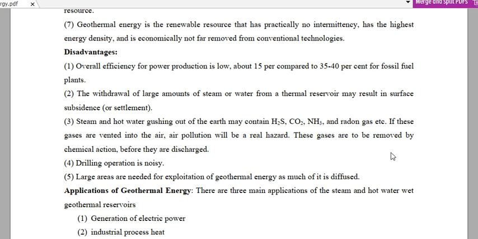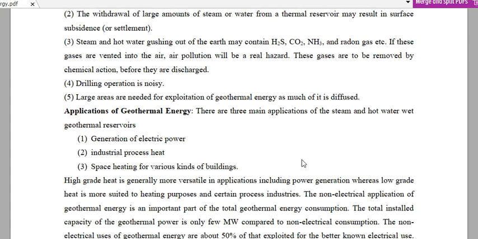made on that land. Third, steam and hot water gushing out of the earth may contain hydrogen sulfide, carbon dioxide, ammonia, and radon gases, etc. If these gases are vented into the air, air pollution will be a real hazard. These gases must be removed by chemical action before they are discharged. So this is the disadvantage. Drilling operation is noisy. Large areas are needed for exploitation of geothermal energy as much of it is diffused. So these are the disadvantages.